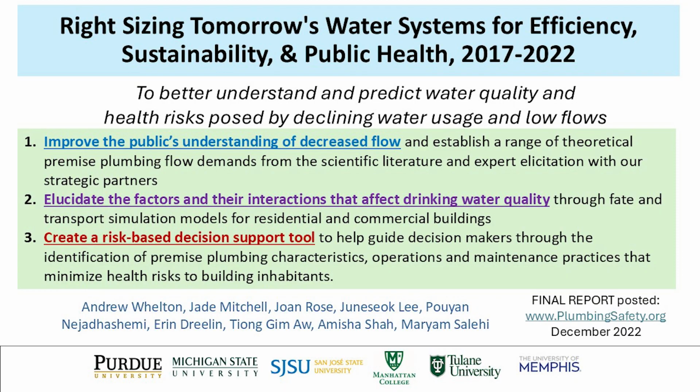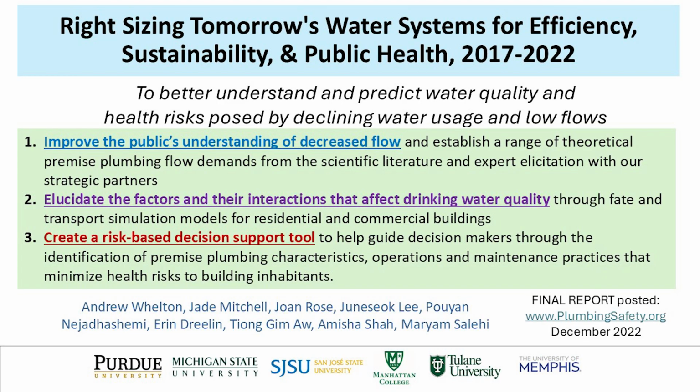The second thing that we wanted to look at is, could we look at factors and interactions that affect drinking water quality, like system characteristics or source water or the piping system design, these external factors that might be risk factors for predicting when there might be a water quality problem, so that we could inform designers and reduce these risks. And then the third thing was to develop a risk-based decision tool that could be used by people other than modelers and scientists and researchers.